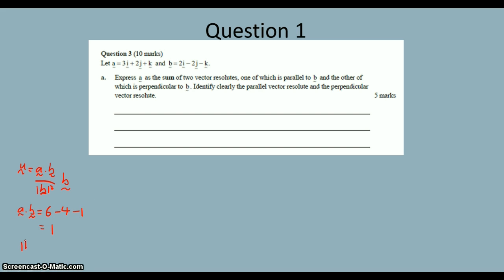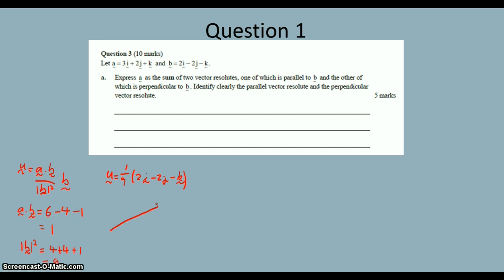The modulus of B squared is squaring the components, 4 plus 4 plus 1, which gives us a total of 9. Our vector projection of A onto B is 1 over 9 multiplied by vector B. To write vector A as the sum of its resolute and the vector perpendicular to B, you can remember a formula, but I'd prefer to draw a diagram.